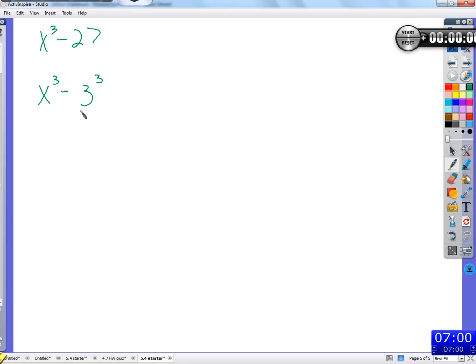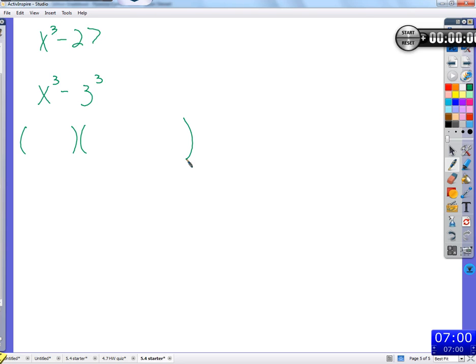Oh, cubes. Now, difference of squares has a pattern. If you have a squared minus b squared, it factors as a plus b times a minus b. This one's a little different. So here's how I remember the difference. I don't really expect you to remember the difference in sum of squares, or cubes, excuse me. There's a pattern, and here's how I remember it.